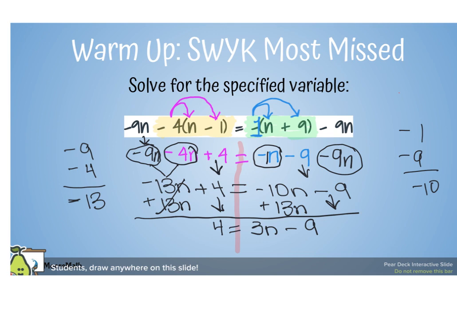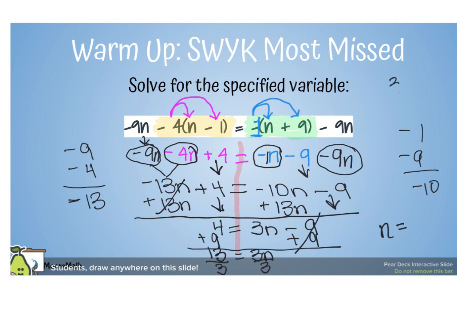So now I need to make sure that I move all my numbers to the other side. So I want to move this negative 9 by using addition, plus 9. That cancels, and that gives me 13. So 13 equals 3n. Now I'm going to divide both sides by 3. And I'm going to get n equals 13 divided by 3.